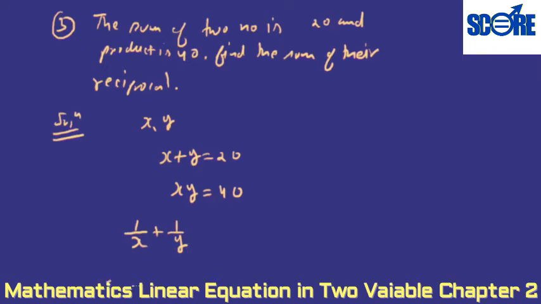तो जब हम इसका एलसीएम लेंगे तो x into y का एलसीएम आएगा xy, न्यूमरेटर में क्या आएगा y plus x, and we know that x plus y is what, 20. What is x into y? 40. 20 by 40, that is 1 by 2. The sum of their reciprocal is 1 by 2.